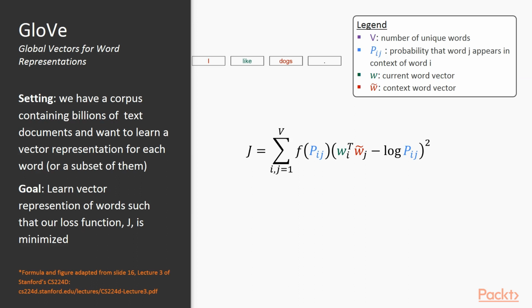Note that for any given word, we learn 2 distinct vectors, the main or current word vector and the context vector. This is why the context vector is shown with a tilde, and I've written them in different colors to further remind us that they are distinct.